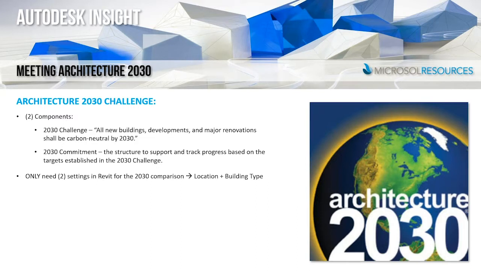There are two components to Architecture 2030. The 2030 Challenge basically states that all new buildings, developments, and major renovations shall be carbon neutral by 2030. It was issued in 2006, asking the global architecture and building community to adopt a set of targets, which you can find on the Architecture 2030 Challenge website.